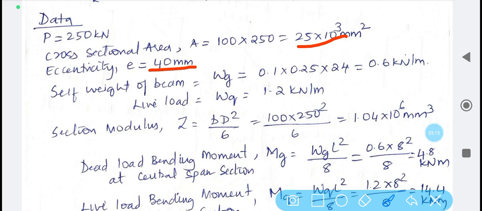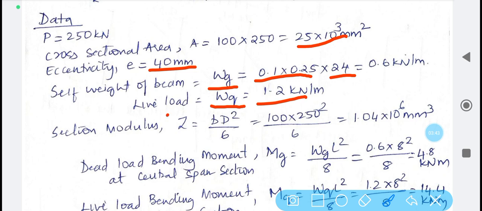Self weight of the beam, let us calculate. Here I have considered WG as the notation for the self weight of the beam, whereas WQ represents the live load. WQ represents the live load, WG represents the dead load. The dead load can be calculated as area into density. Area can be calculated as 0.1 into 0.25. The unit conversions will be made accordingly. Live load given is 1.2 kilonewton per meter.